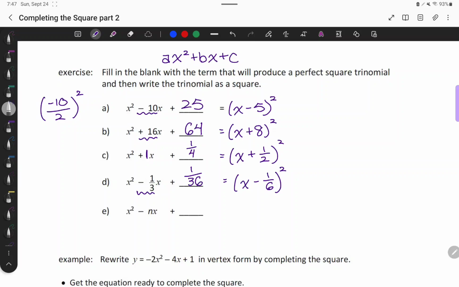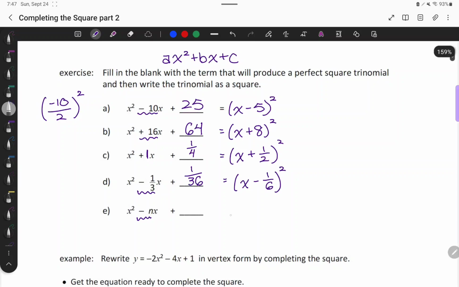We kind of get the pattern there, and we can do the same thing even if we have a variable in there. If we have a minus n, that's going to be x minus n over 2 squared, and minus n over 2 squared will be n squared over 4. So we kind of see the pattern there. Going forward, we're going to look at how to now deal with these if we have something in front of the x squared.